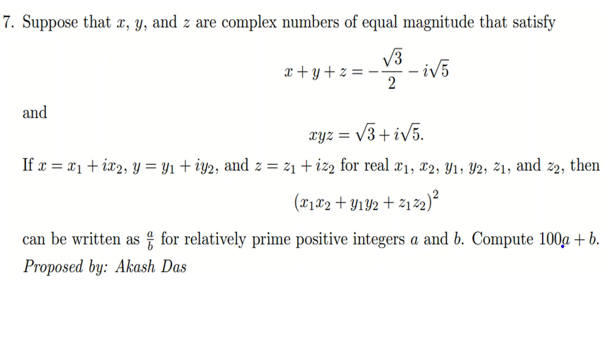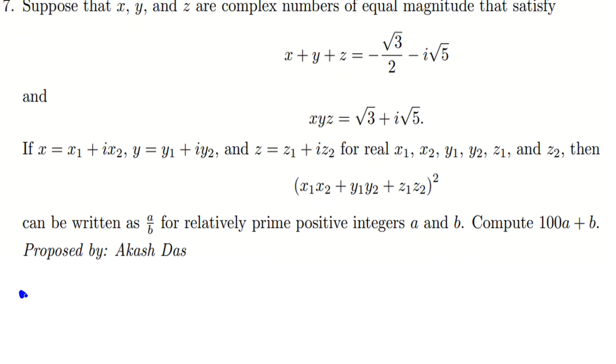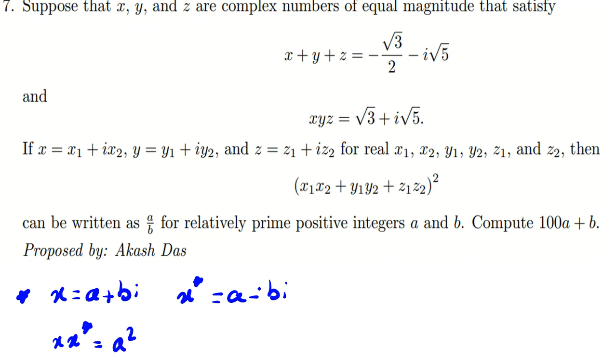Compute 100a plus b. Okay, so for solving this problem, the first idea we need is the conjugate. So if x is a plus bi, we consider the conjugate, a minus bi. And if we multiply x by its conjugate, we get a squared, and minus abi plus abi will cancel. And here, bi times negative bi gives negative b squared i squared. I squared is negative 1, so it will be a squared plus b squared.